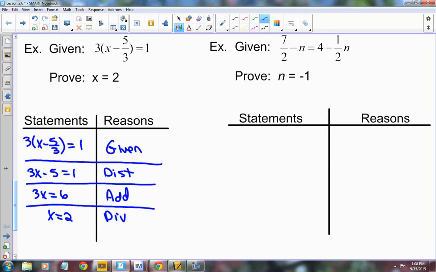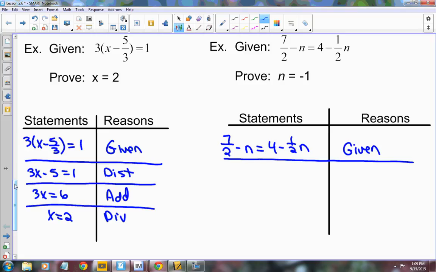Okay, here's another one. First thing we write down is the given. So we have 7 halves minus 10 equals 4 minus 1/2 n. Another thing you need to recognize is that your proof might look a little bit different than your neighbor's. It depends on what path you take. Okay? Because everybody solves equations differently sometimes. I mean, there's a general direction, but sometimes some people do things before others.